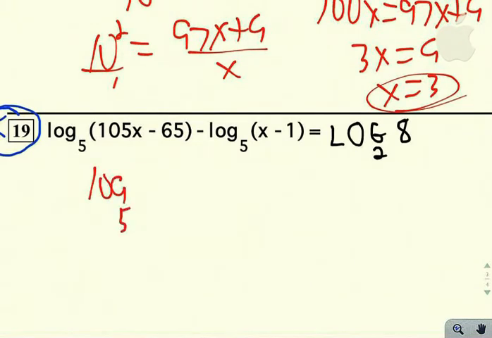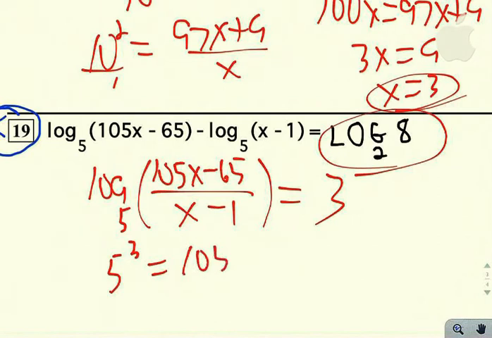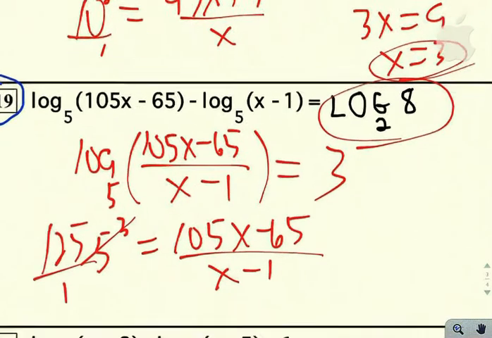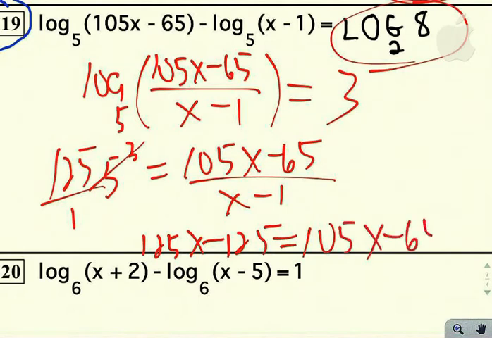Number 19, log to the base 5 of 105x minus 65 over x minus 1 equals, well, we need to change this first. Log to the base 2 of 8 is 3. Now we can put it in exponential form. 5 cubed is 105x minus 65 over x minus 1. Well, that's just 125, which we could put over 1, and then we could cross multiply. So 125x minus 125 equals 105x minus 65.